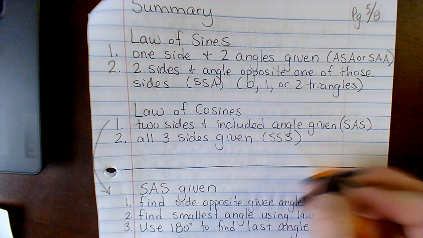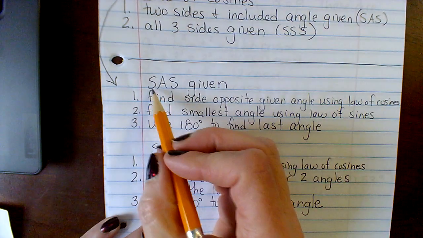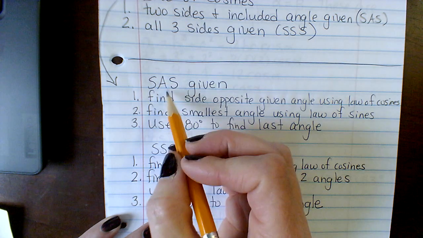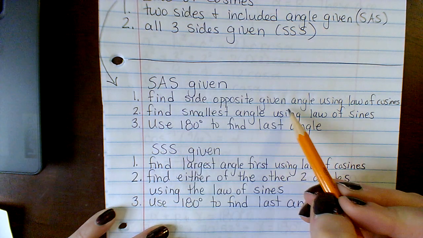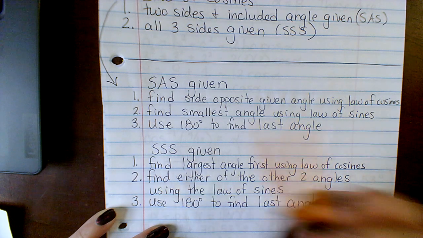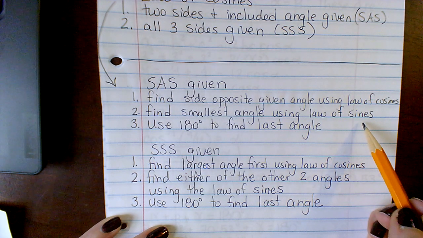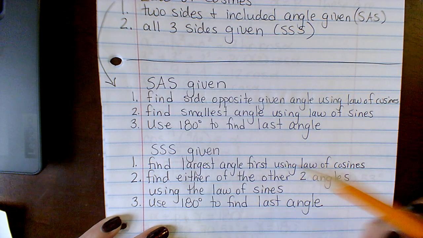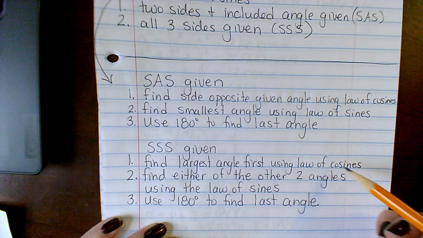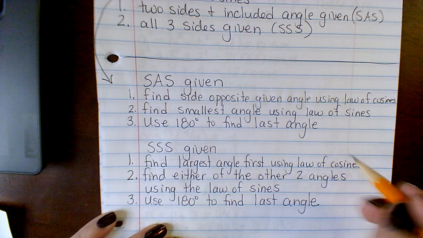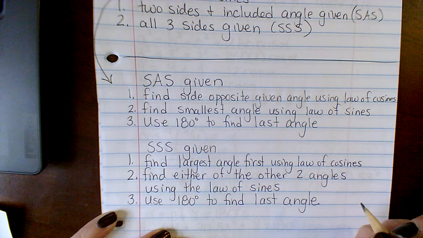Now, for these two cases, whenever you have side angle side, that's two sides and the angle between them, here are the steps you're going to want to follow. Find the side opposite the given angle using the law of cosines. Then find the smallest angle of the two remaining using the law of sines. Then use that 180 degrees total to find the last angle. For side, side, side, you want to find the largest angle first using the law of cosines. Then you can find either one of the other two using the law of sines, and then use 180 to find the last angle.